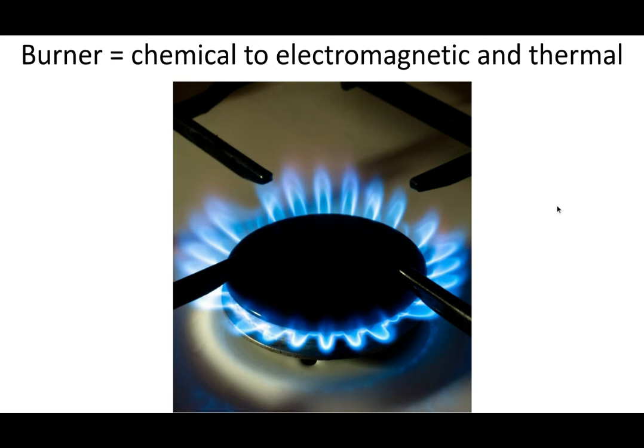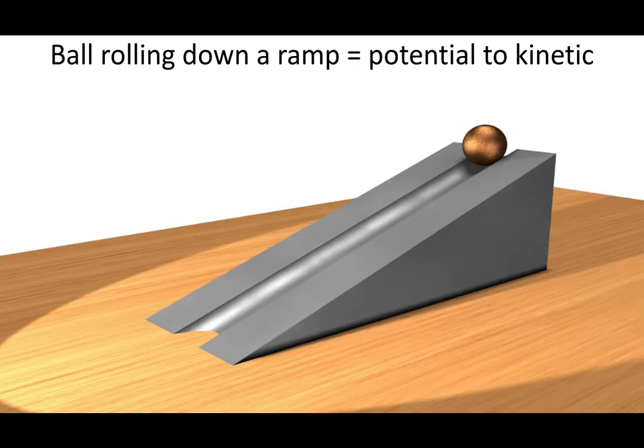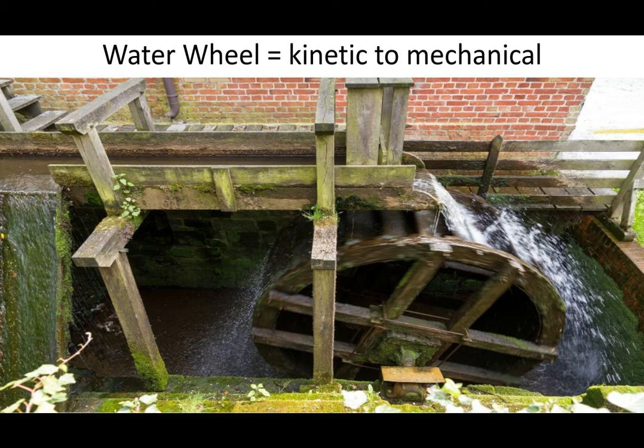Okay, so a burner on the stove is taking a fuel which has chemical energy and turning that into light and heat, or electromagnetic and thermal energy. So when something is burning, that energy transformation is chemical to electromagnetic and thermal. And then a very simple ball rolling down a ramp, well, it's potential to kinetic. A water wheel will take the kinetic energy of flowing water and turn that into mechanical energy on the water wheel.